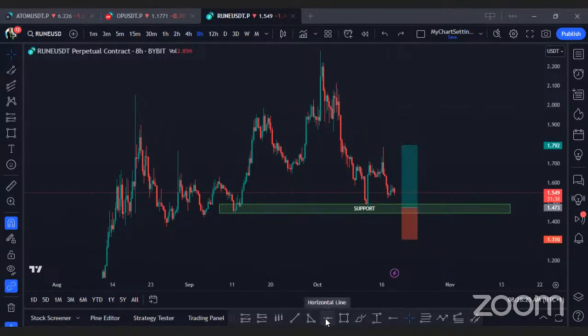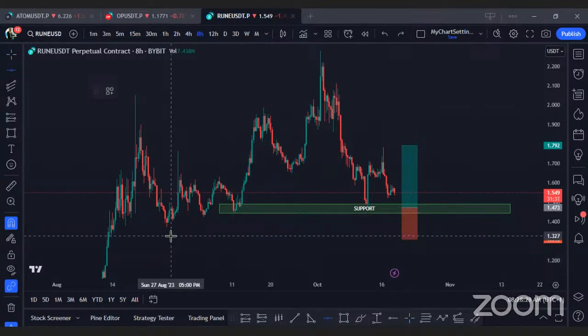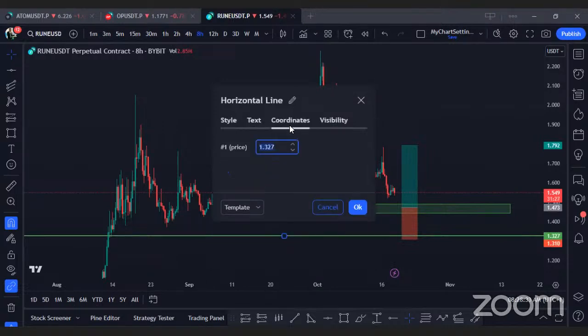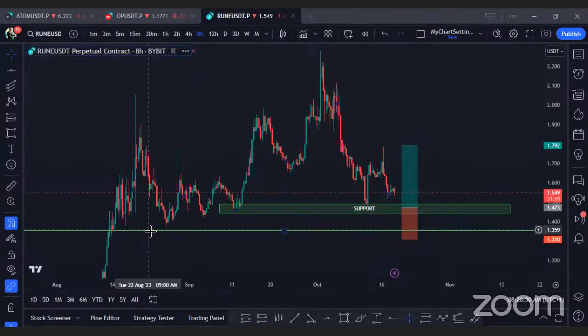Let me use my horizontal line and map at that area. Okay, so let me put 35. Where's that coordinate? Let me check the exact number there. That is, liquidation will be 1.353. Okay, so that's where our liquidation price will be.